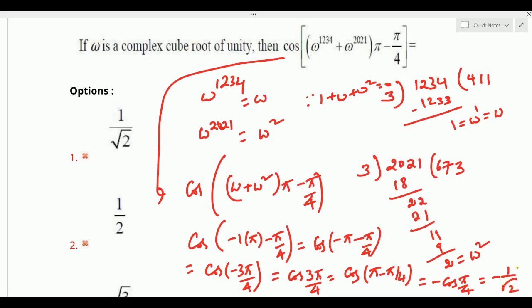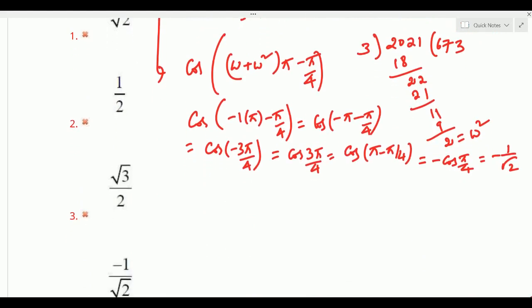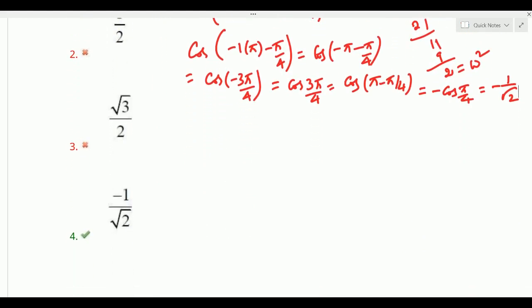This is the result. That is not there in first two options. You can now look forward the next options. Okay, no? Minus 1 by root 2 is there. Clean is the fourth option. That's it. Okay, no? So it's all simple. Highest power of omega nala simplification cheyalo cheppanu.